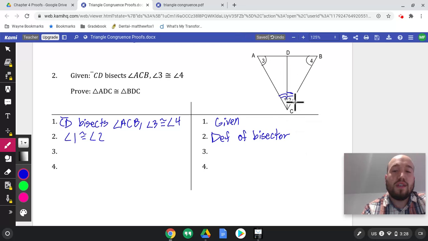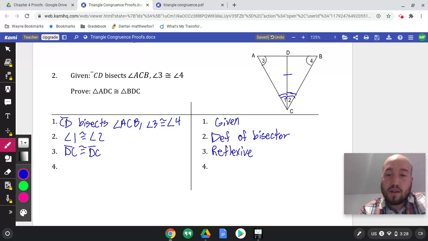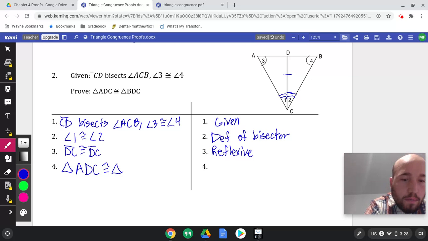Hopefully you can look at this and see DC in the middle here. And DC is the same whether it's a part of the left triangle or the right triangle. It's the same length. So DC is congruent to DC. The reason is reflexive property. And now I have enough information. I have an angle, another angle, and a side. Angle, angle, side. So we can say that triangle ADC is congruent to triangle BDC. And our reason, angle, angle, side.